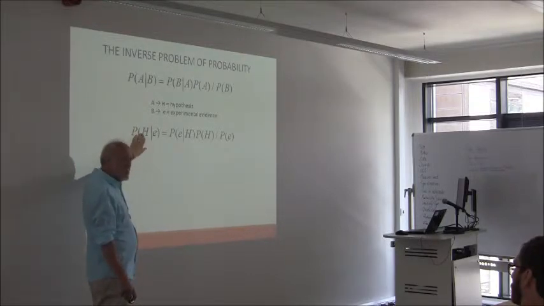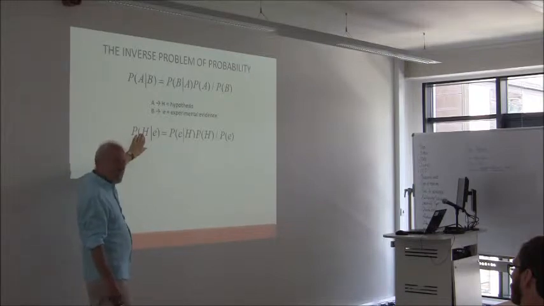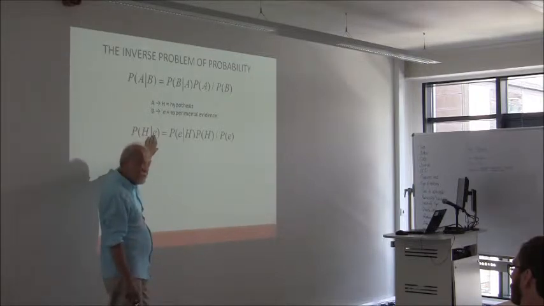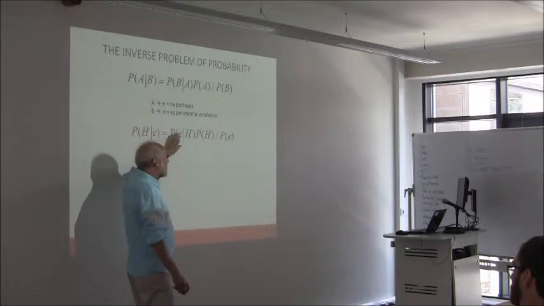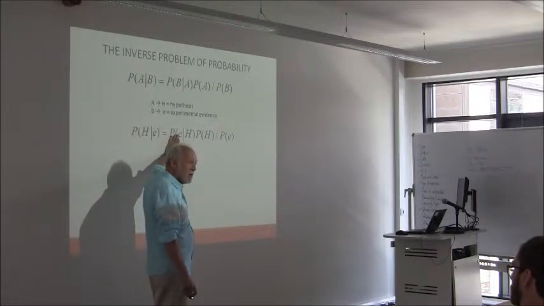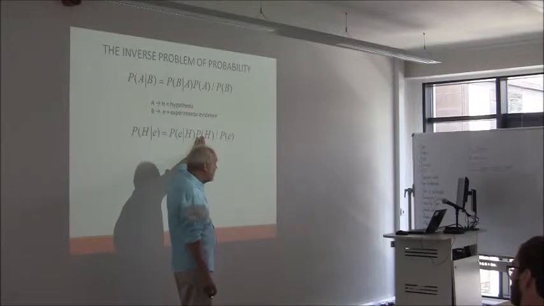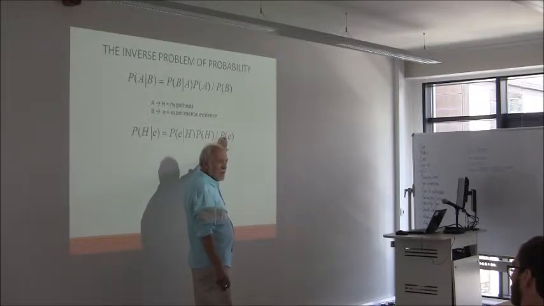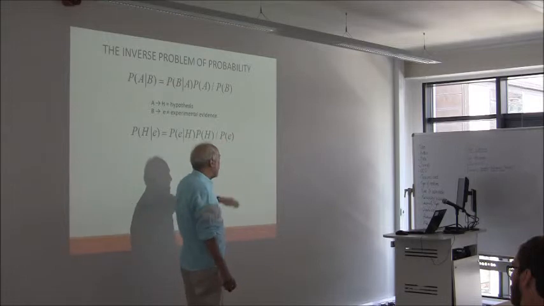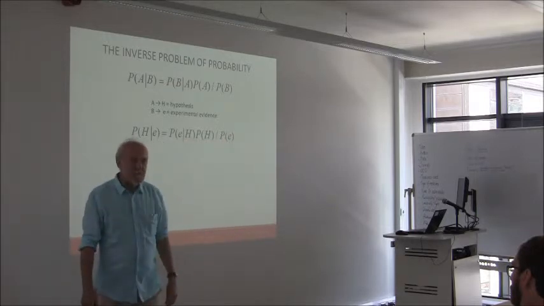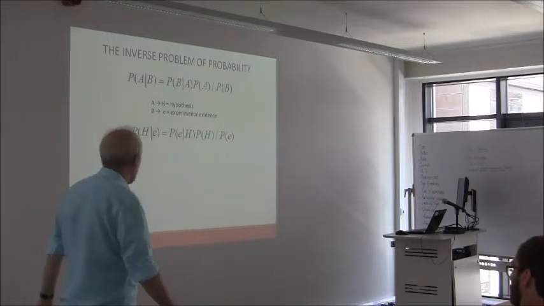The probability of a hypothesis being true, given you've got this experimental evidence, is equal to the probability of the evidence given your hypothesis, times the probability of that hypothesis being true in the first place, divided by something else, this kind of constant probability of getting that evidence. Now this is where things happen.